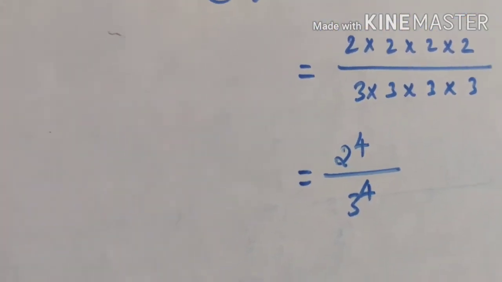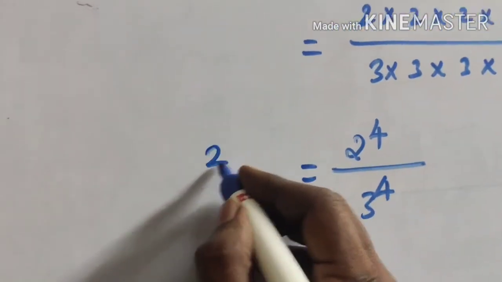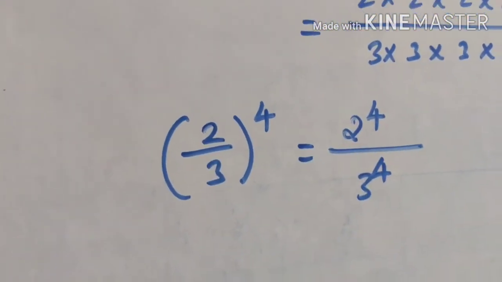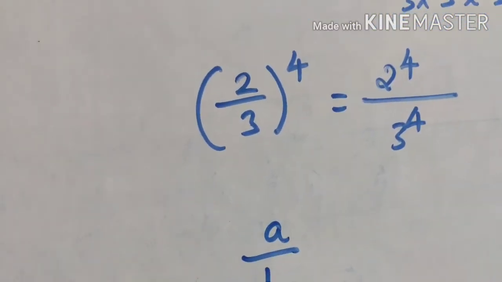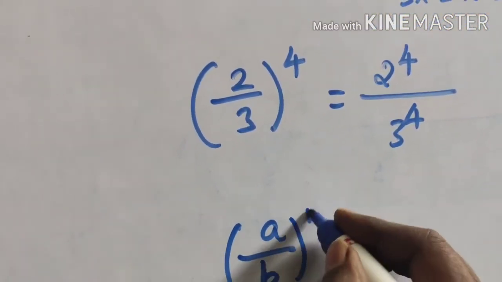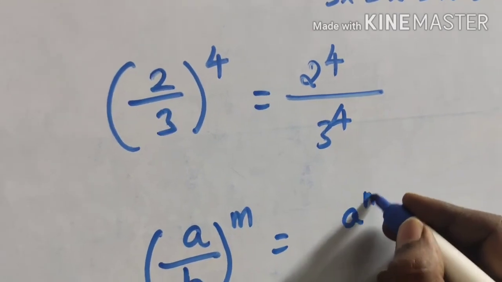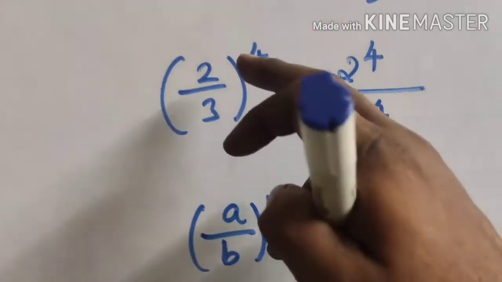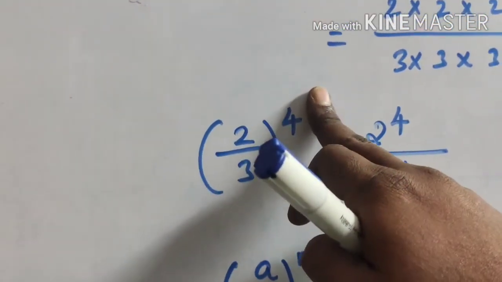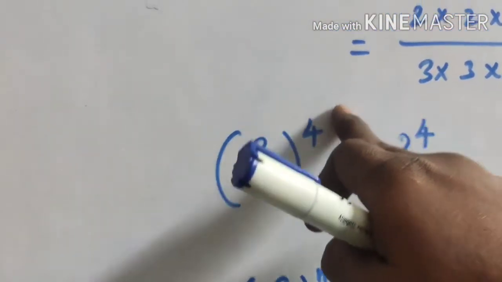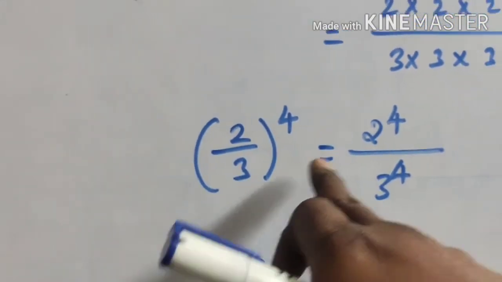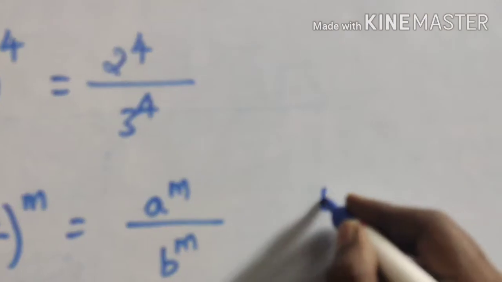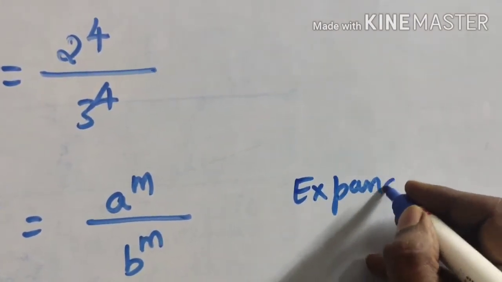So (2 by 3) whole power 4 can be written like this. In general, see here, (a by b) whole power m is equal to a power m by b power m. That is, in division, if we have a power to the whole, that power is common for both the numerator and the denominator. Okay, clear? So this rule is also called the expanded power rule.